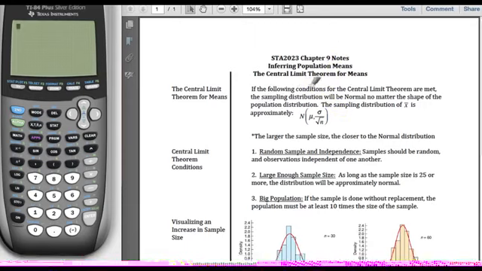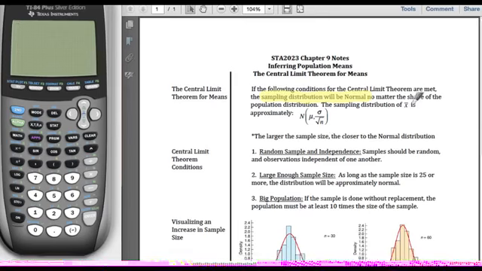If the following conditions for the central limit theorem are met, the sampling distribution will be approximately normal no matter the shape of the population distribution. So it doesn't matter if the population is originally skewed right or skewed left, or it's multimodal with all these different peaks. If we can meet these conditions, then the sampling distribution, which our calculations will be based off of, should be approximately normal.